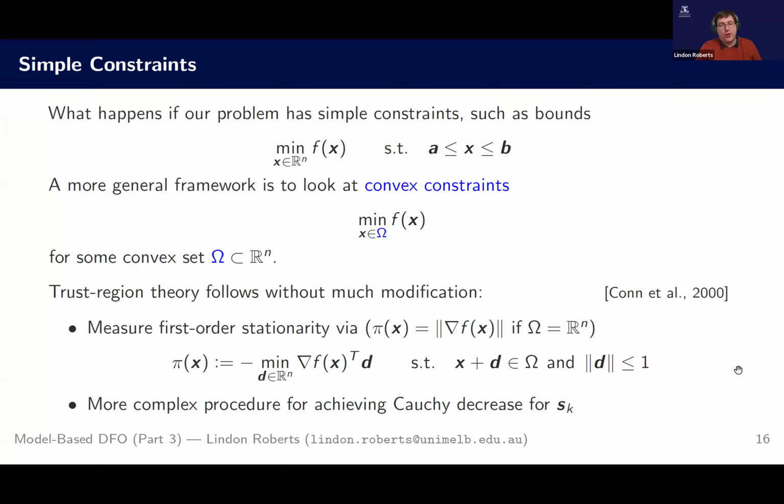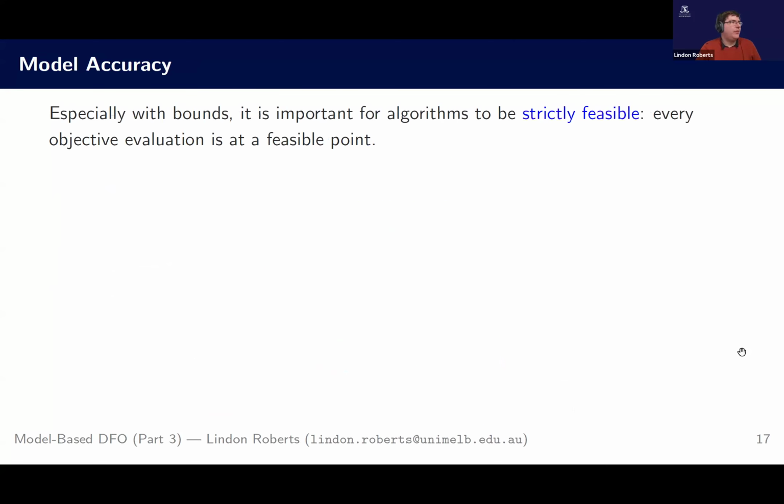We also have to think about what the Cauchy decrease step looks like in theory. So what does it mean to solve the trust region subproblem to sufficient accuracy if you're forced to remain inside a feasible region? You've got to think a little bit more carefully about that. But once you come up with those ideas, all the theory works in a fairly reasonable way. But where the interesting issue comes in from the DFO perspective is model accuracy.